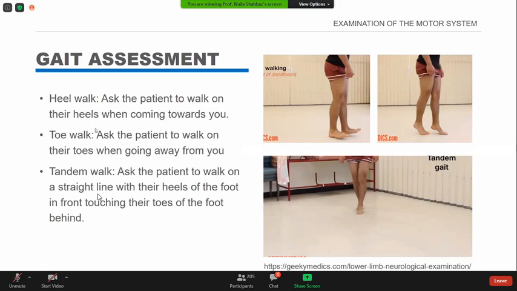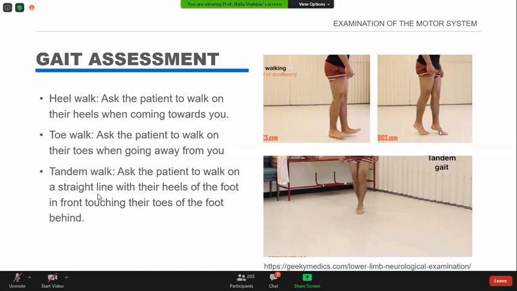There are three important maneuvers which we ask the patient to do. Ask the patient to heel walk when the patient is coming towards you, so that you can see that the 2 feet dorsiflex equally, and this checks for the presence of any foot drop. Foot drop may be of upper motor neuron type, or lower motor neuron type: peripheral neuropathy, L5, cortical foot drop. So just walking on heels detects the presence of foot drop.